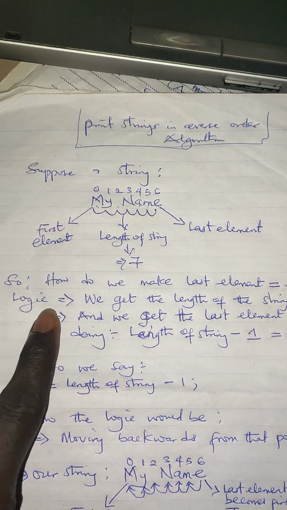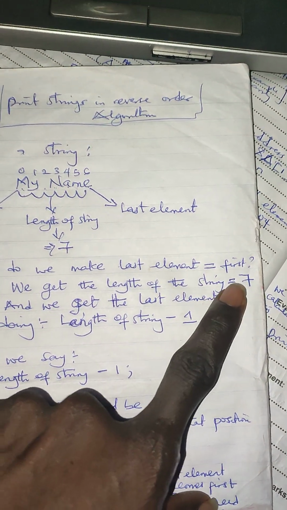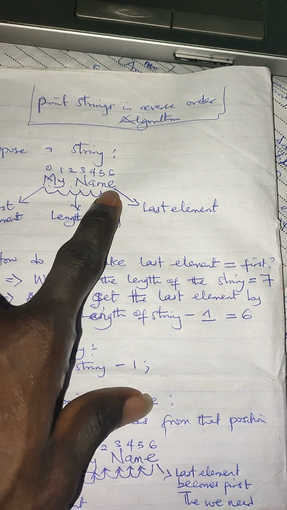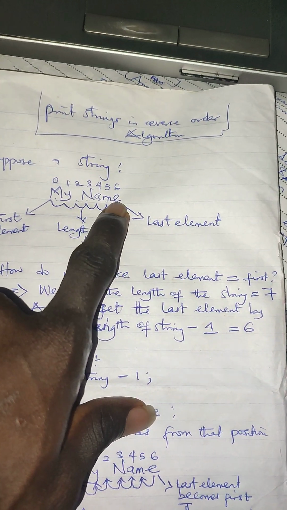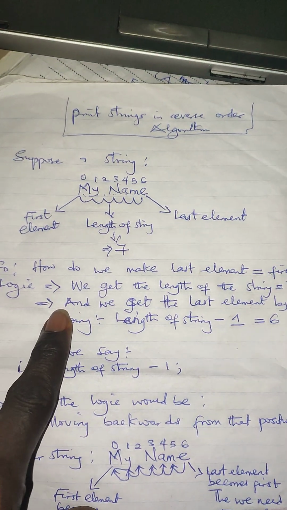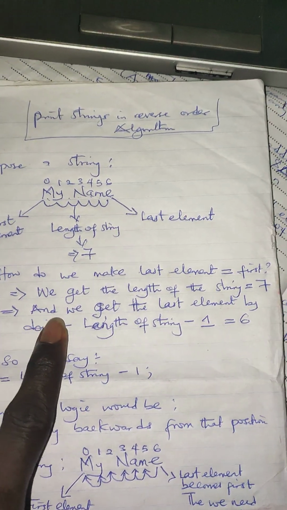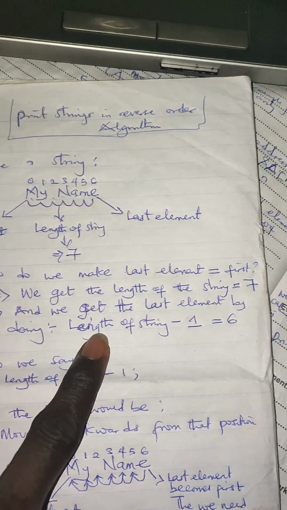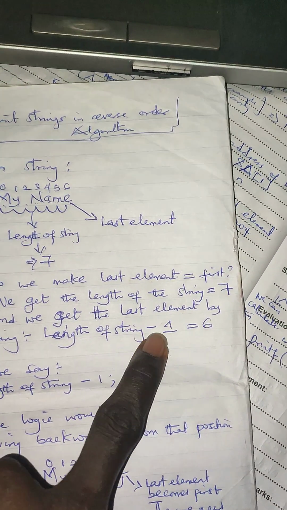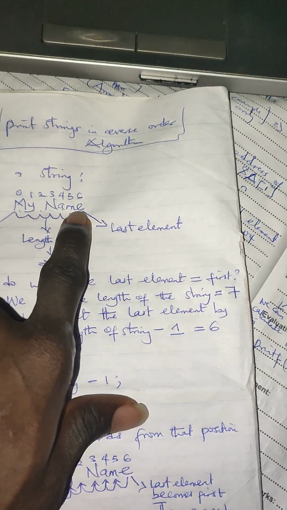So the logic is we get the length of the string, that is 7, because at the position of this guy E, his index is 6, right? So after we get the length of the string, 7, we get the last element by doing length of string minus 1, and that will give us 6. That means we have selected this guy as the first element.